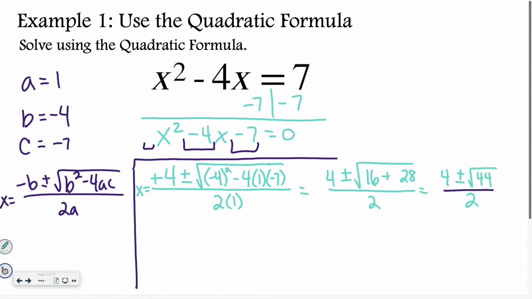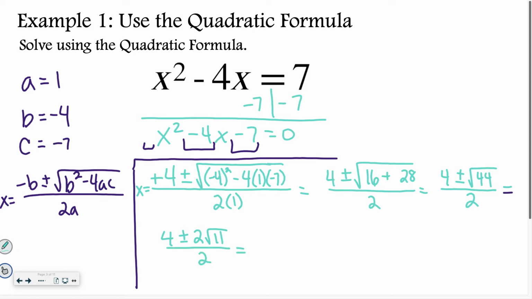Over 2. Don't know why that just changed colors. Let's try one more time. Okay, I'm going to keep simplifying. I have 4 plus or minus, and then the square root of 44 simplifies, right? That's 4 times 11. So that would become 2 square roots of 11 all over 2.